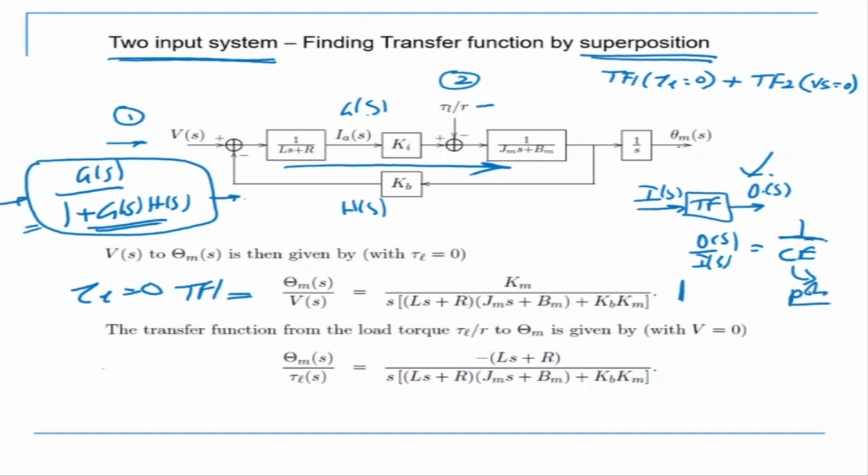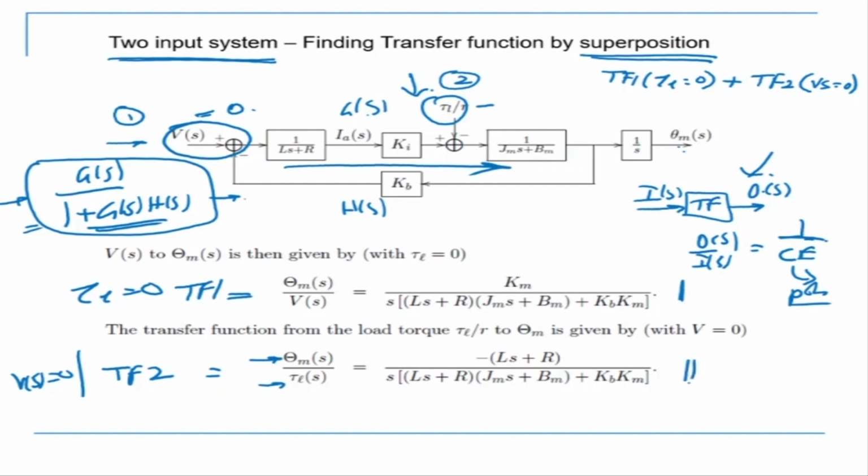Okay. Now my transfer function 2 is by assuming Vs is equal to 0. So if Vs is equal to 0, then this fellow becomes equal to 0. This side is not there. But please note there is a minus sign there, so this will become minus 1 by Ls plus R, because there is a minus sign there. This is equal to 0. So now this is my input, and output is theta ms. So output is theta ms and input is tau Ls, and my transfer function comes out like this.